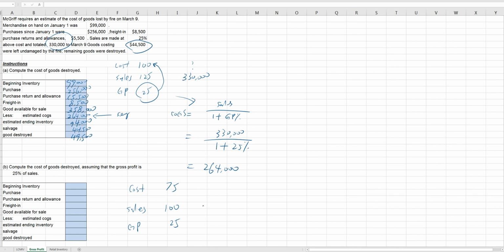Now the front part will be the same. We're going to copy all these right here, but the estimated cost of goods sold will be different. We're going to estimate cost of goods sold with this new relationship. Now, we're given the sales now is $330,000, but what is my cost? So we're going to use a new formula. Cost of goods sold equals sales multiplied by 1 minus the gross profit percentage, right?